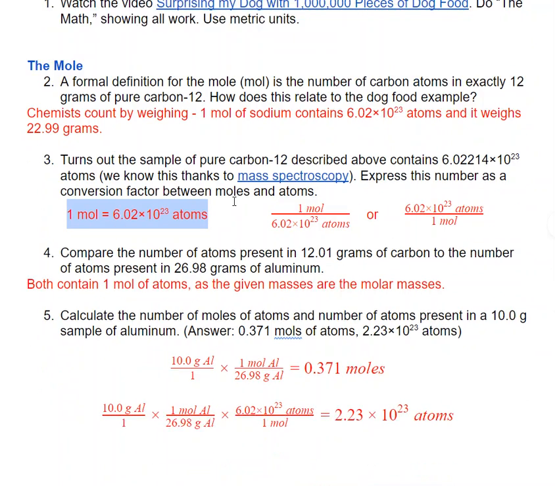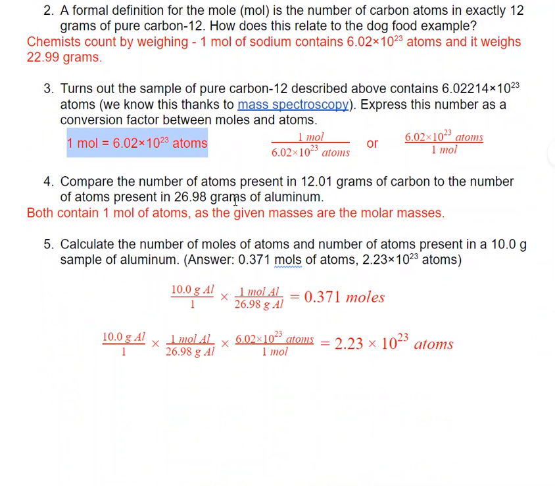So we want to calculate the number of moles of atoms and number of atoms present in 10 grams of aluminum. So the first one is just a conversion from grams to moles using molar mass. And then in the second one, I took it one step further and converted moles into atoms.